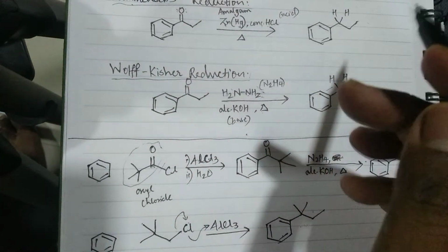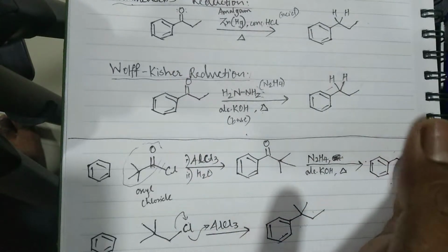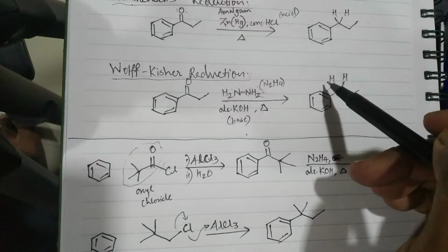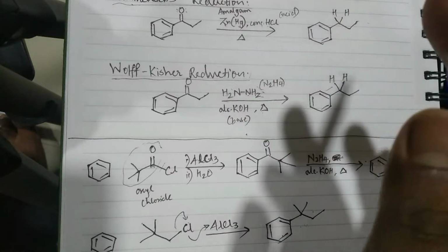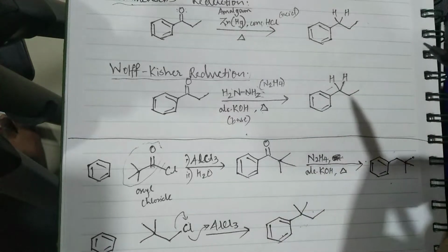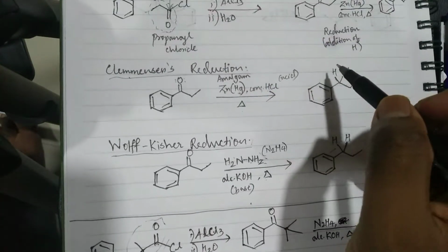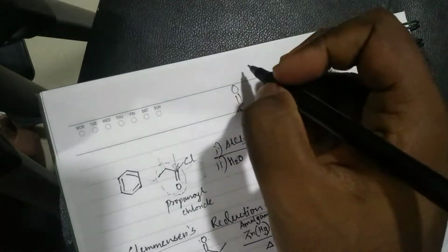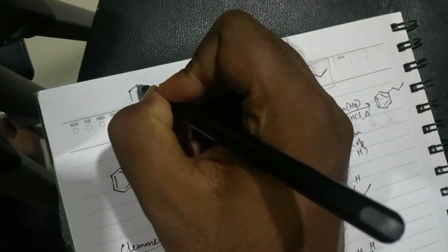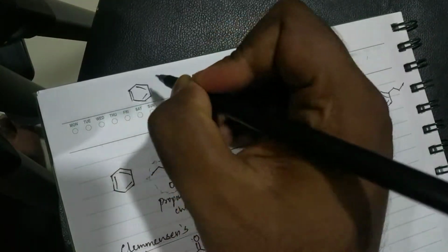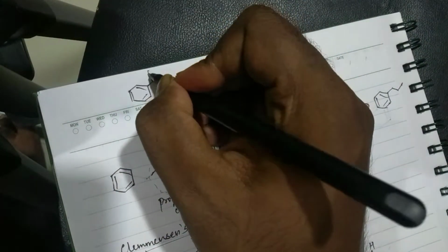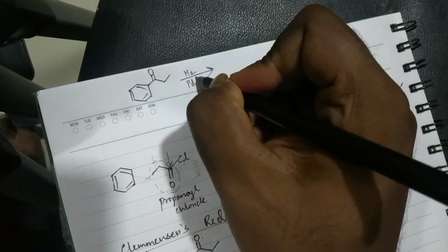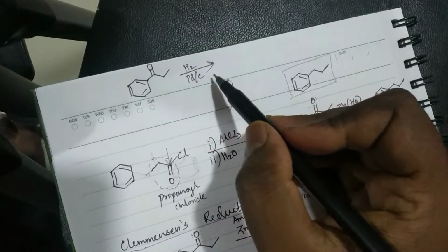Now this reduction reaction is very specific to ketones. So even if there are any other groups on the ring, those groups will not be disturbed. You can do this reaction by this method as well. I will just write it here on top. This same ketone can be reduced by hydrogen with palladium on carbon.